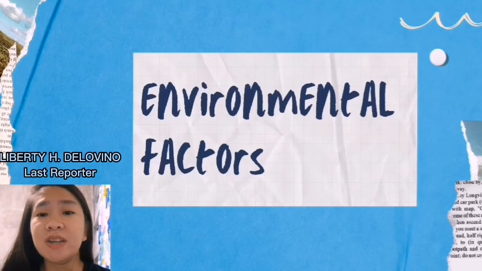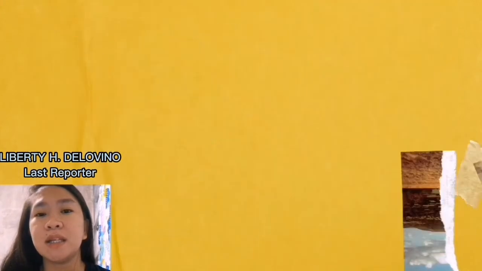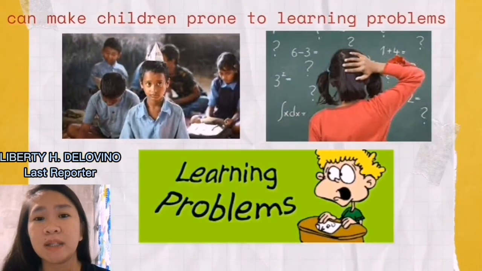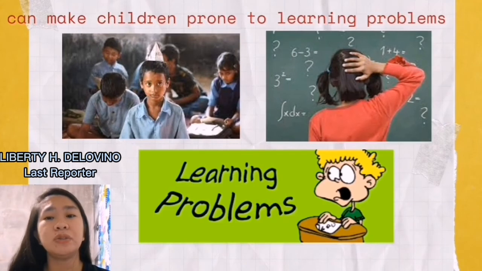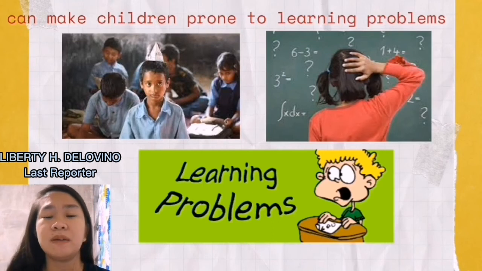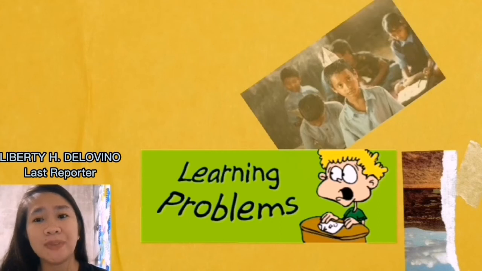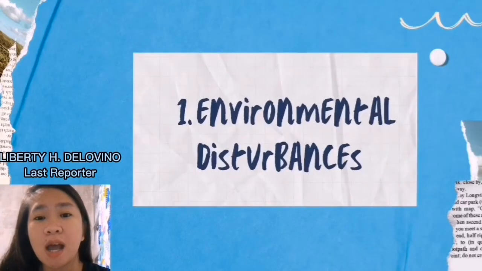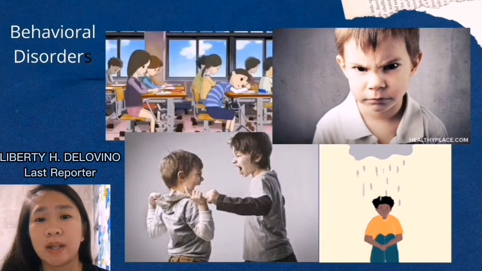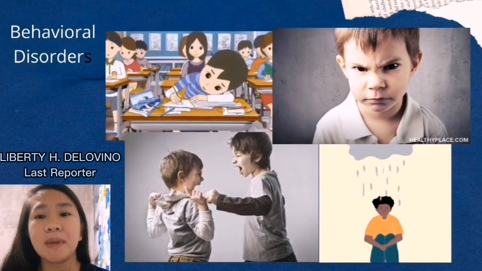There is evidence that shows poverty, malnutrition, and inadequate learning experiences, which include poor teaching and lack of instructional materials, are causes of environmental disadvantage that make children prone to learning problems. There are three types of environmental influences believed to be related to children's learning problems, and these are, number one, environmental disturbance. Many children with learning problems have behavioral disorders as well. Whether one causes the other or whether both are caused by some other factors remains uncertain.